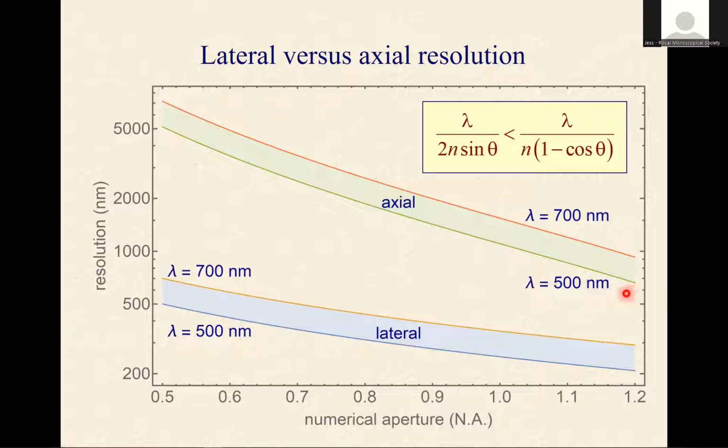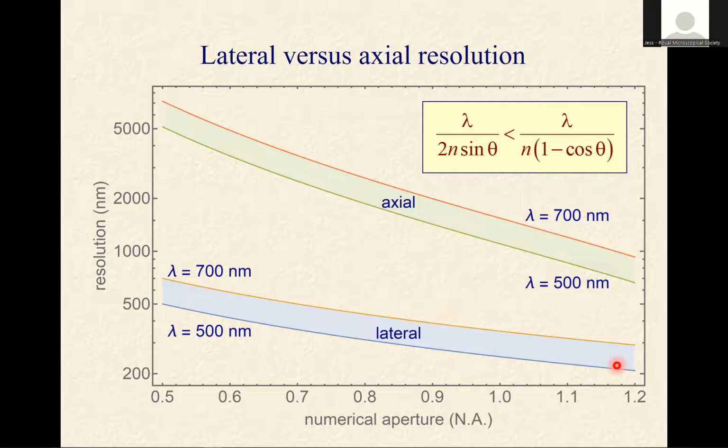And as you can see, of course, there's a huge discrepancy between the axial resolution and lateral resolution. So when you look at typical 3D images taken with a confocal microscope, you will always see that the final image looks somehow elongated along the optical axis, because the resolution along the optical axis is by a factor of 3 to 5 worse than the lateral resolution.